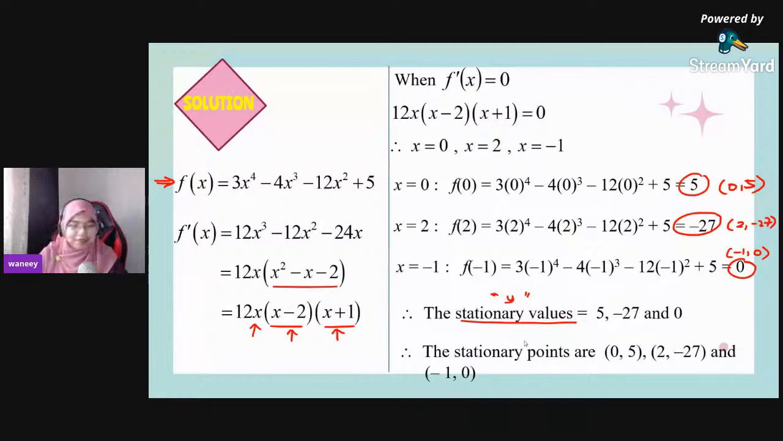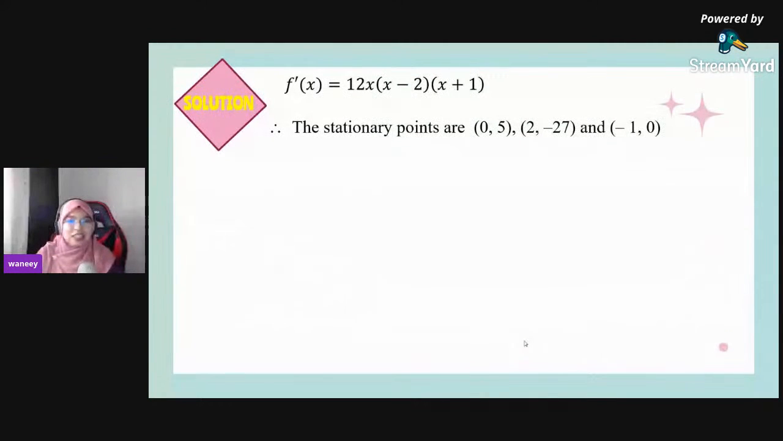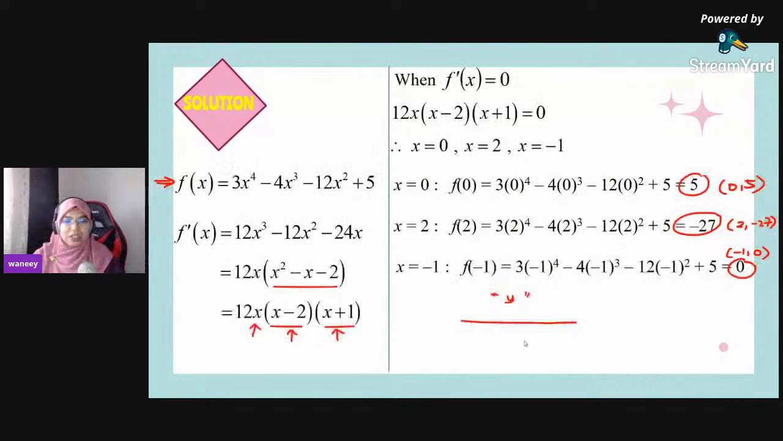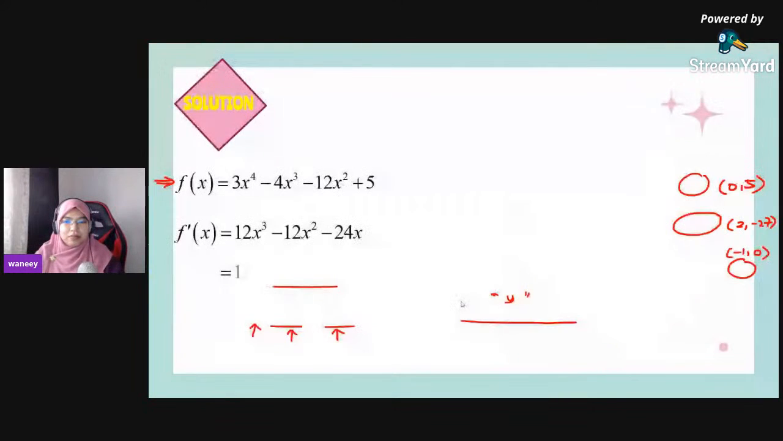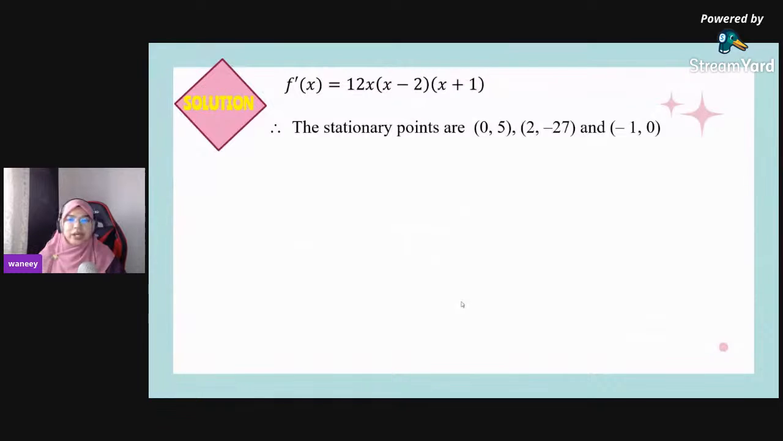Okay, next. So the stationary points are (0, 5), (2, negative 27) and (negative 1, 0). The question says that we have to determine the nature of those points. What does it mean by nature of the point? That means we need to know, is it a maximum point or is it a minimum point? So we have these 3 points over here, and now we need to know whether each is a maximum point or a minimum point.